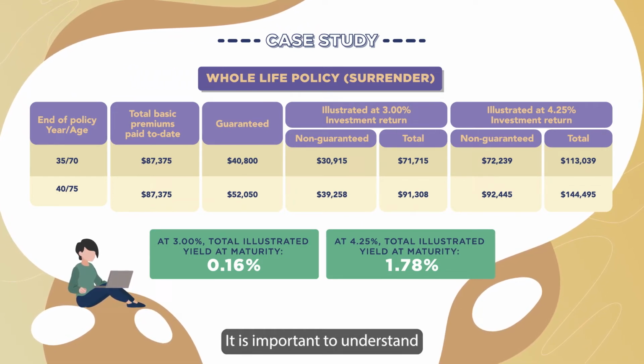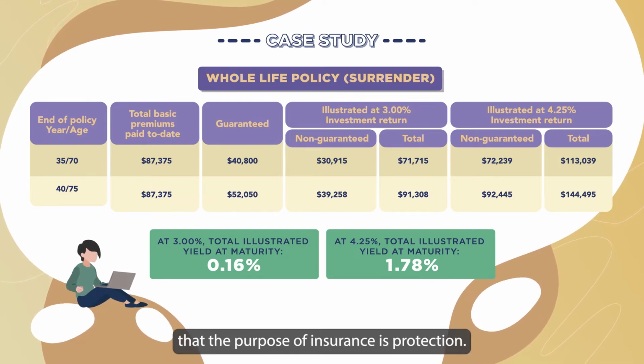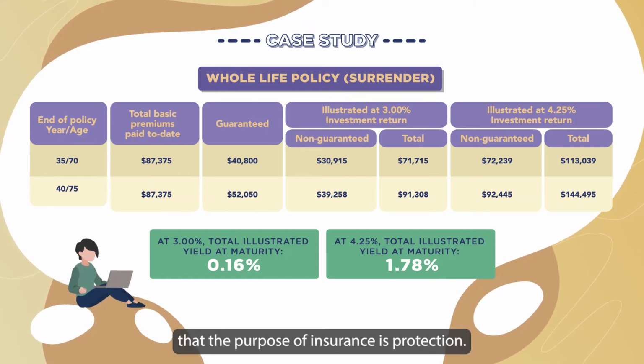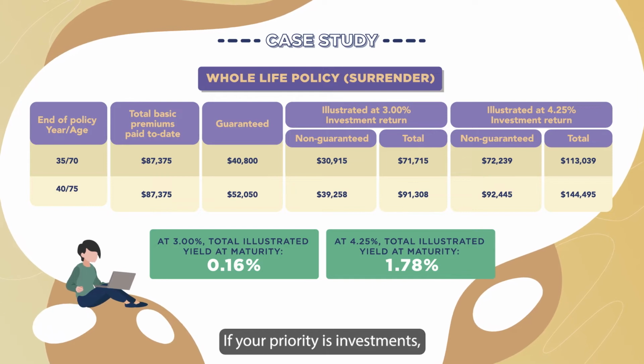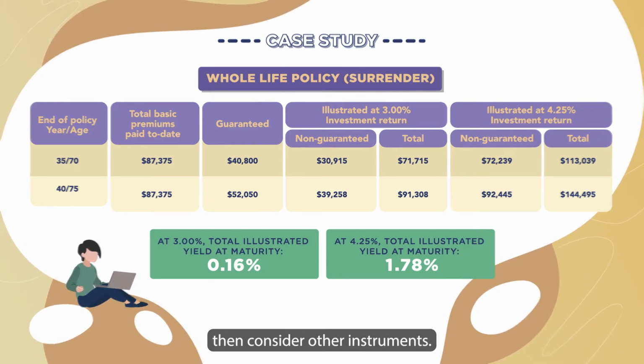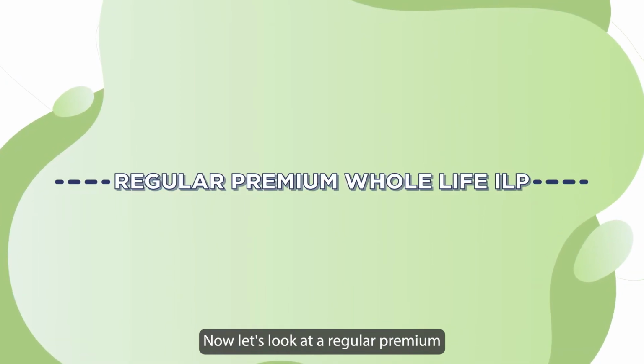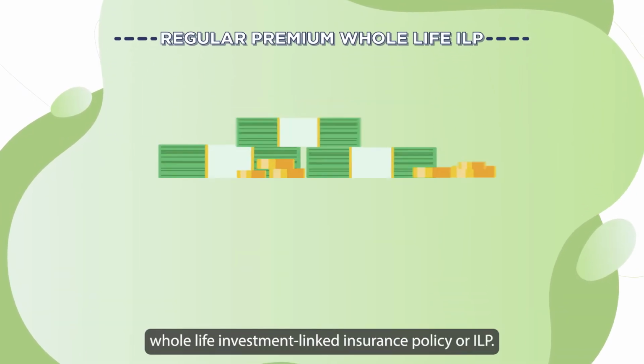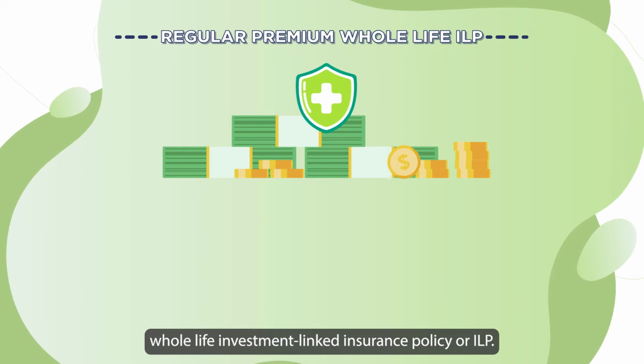It is important to understand that the purpose of insurance is protection. If your priority is investments, then consider other instruments. Now, let's look at a regular premium whole life investment-linked insurance policy, or ILP.